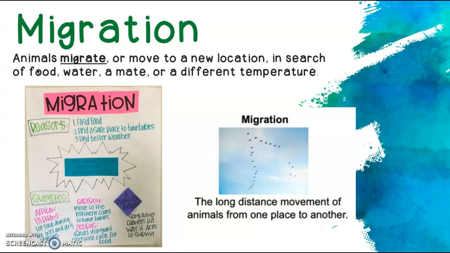These are the main three: migration, dormancy, and hibernation. Just a little bit lesser information broken down for you. So we have migration, which is animals migrate or move to a new location in search of food, water, a mate, or a different temperature. This happens at different times of the year and in different seasons for different animals. They need that food, they need a place to have their babies, or they need better weather, so they'll go. And usually, once the weather changes again, they'll migrate back to where they originally came from.